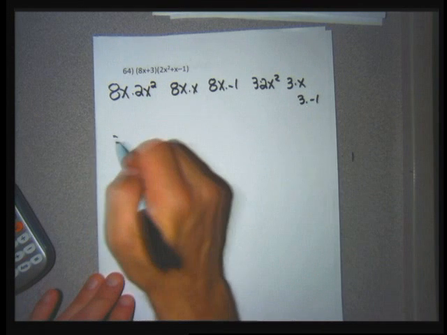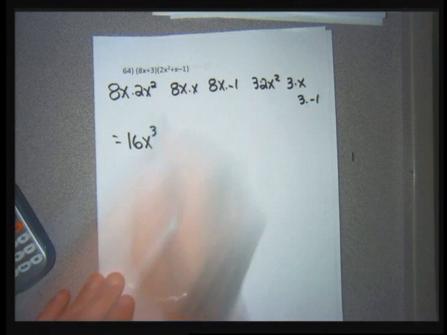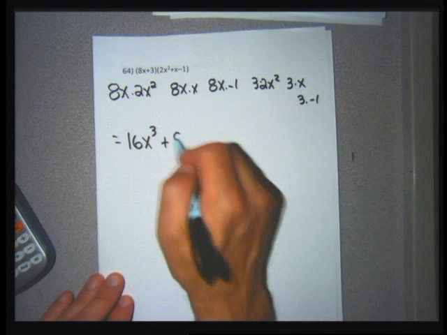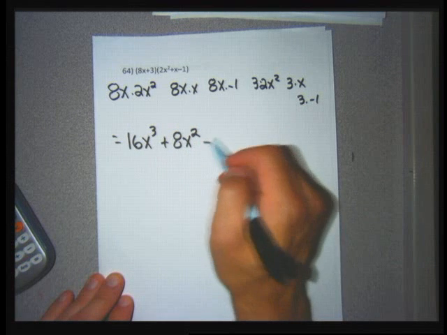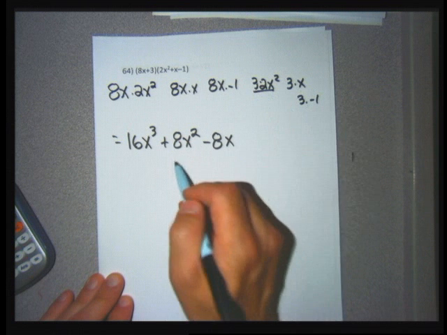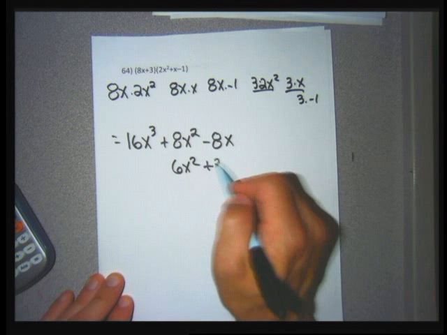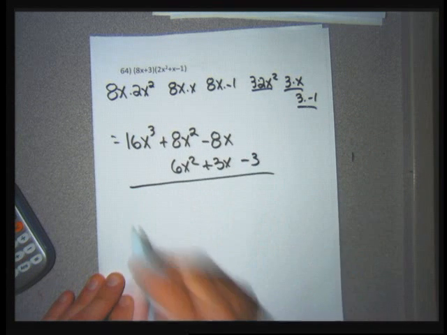First multiplication, multiply the 8 and the 2, add the exponents on the x's, and get a 16x cubed. Next multiplication, 8x times x is 8x squared. Third multiplication, 8x times minus 1 is minus 8x. Fourth multiplication, you get a 6x squared. Fifth multiplication, I get a positive 3x. Last multiplication, I get a negative 3.